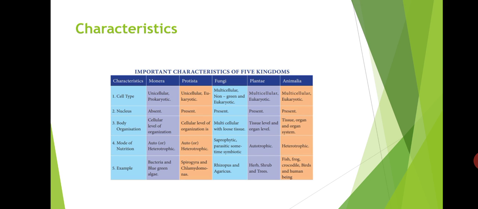And then mode of nutrition: it will be autotrophic or heterotrophic. Protista is also the same, it may be autotrophic or heterotrophic. And then for fungi, saprophytic, parasitic, or sometimes symbiotic. What is meant by saprophytic or parasitic? Fungi may depend on others, or it may grow on living organisms, or even on dead cells.